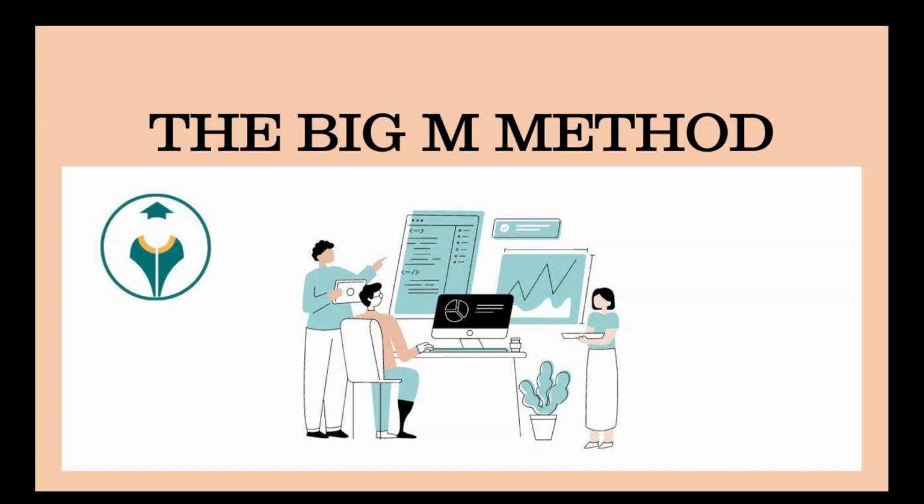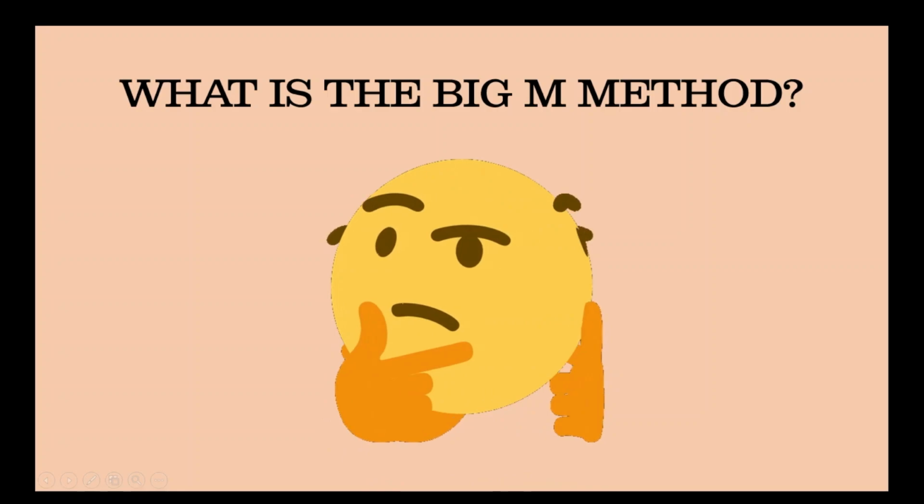Hello, everyone. Today we will be discussing the Big M method, an important technique used in operations research and linear programming, especially in solving constraint optimization problems. This method is commonly taught in engineering management courses because it helps managers make decisions that maximize profit, minimize cost, or optimize resources. What is the Big M method?